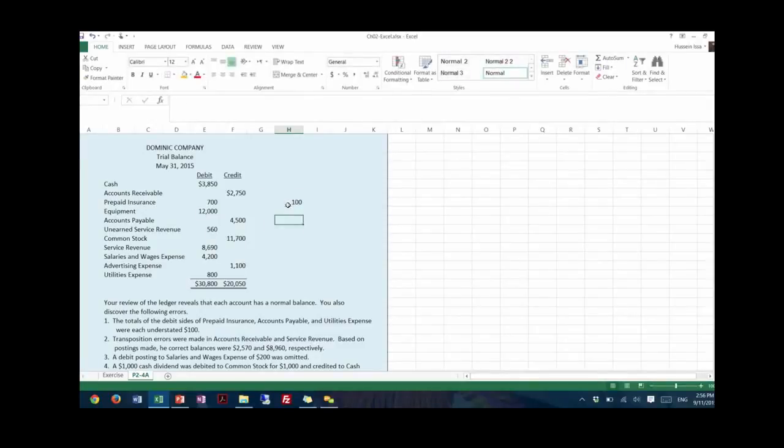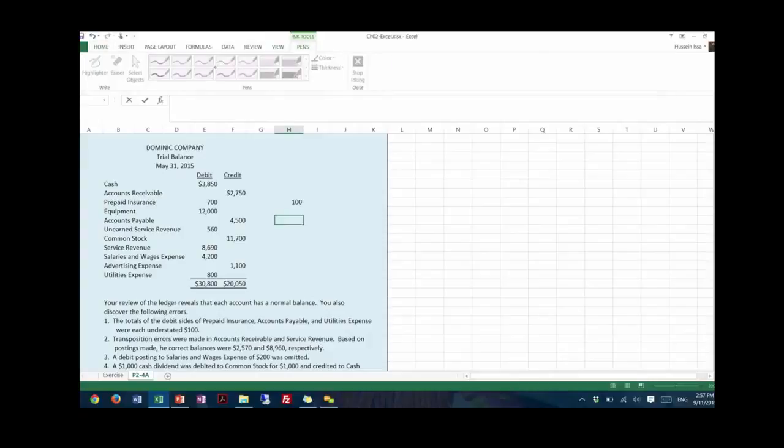Accounts payable, also plus 100. No, actually, be careful. Here, the debit side for accounts payable was understated by 100. So what do you need to do? Minus. If you feel that you're getting confused, you can draw it like this. We have accounts payable. The balance was 4,500, right? That's what's written. What did they tell you? That they omitted $100 from the debit side. You put it on the debit side and recalculate the new balance. What's the new balance? 4,400. So basically you have here minus 100.